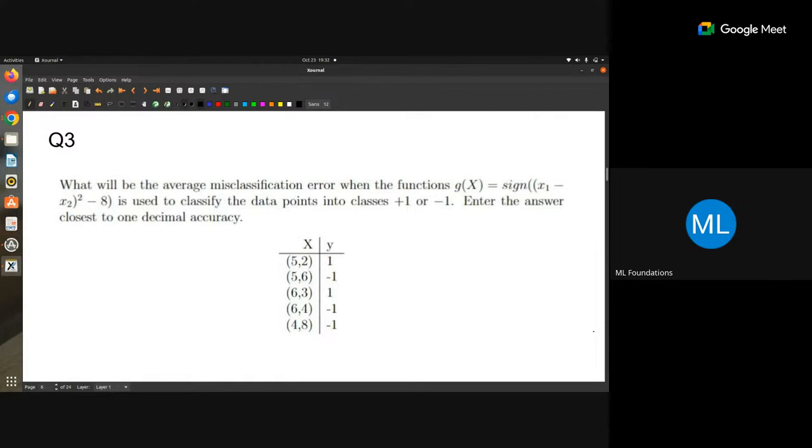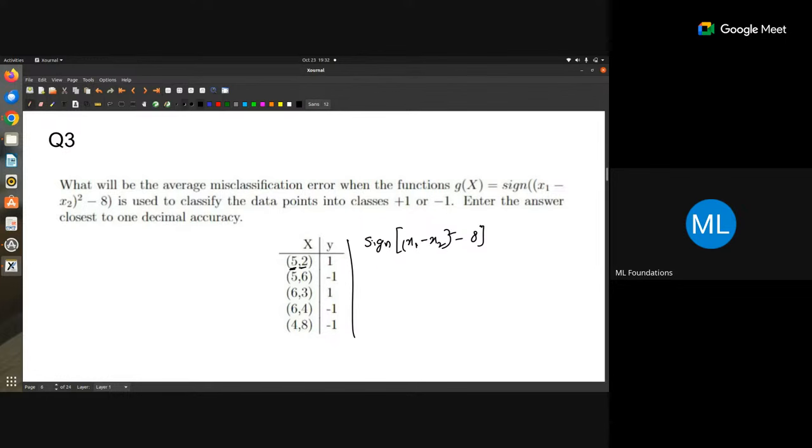So here, what will be the average misclassification error when the function g of x is sign of x1 minus x2 to the whole square minus 8? Fine. So I'll directly write it down because we do not have much time, right? I think all of you know as of now how to solve it. X1 minus x2 to the whole square minus 8. So whatever sign is there, we're going to use that sign. Okay. What are x1, x2 here?